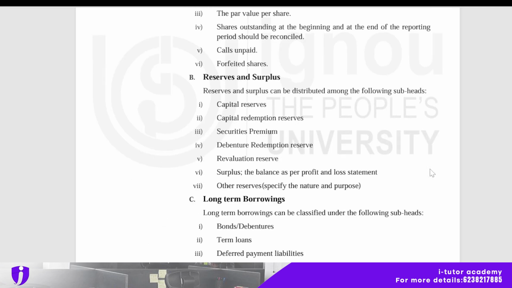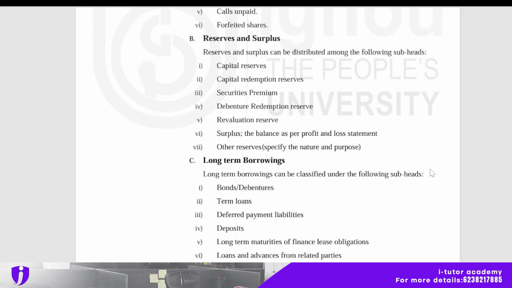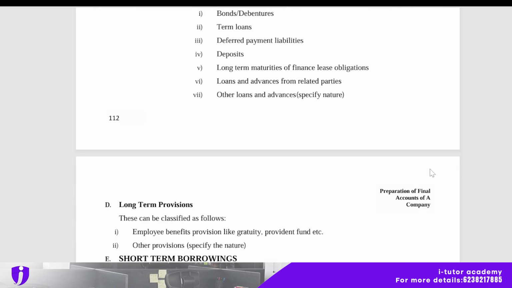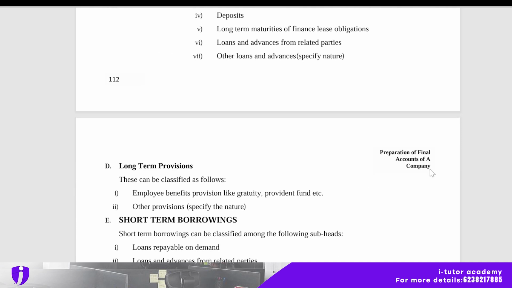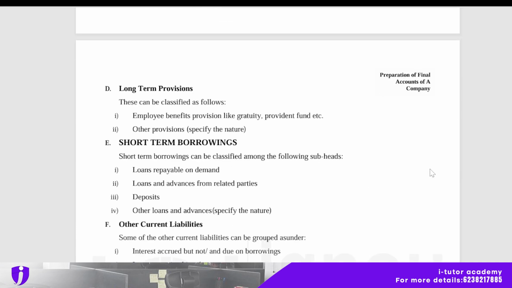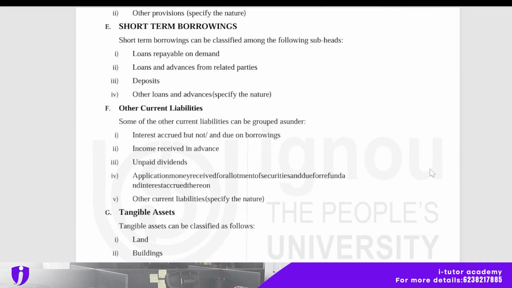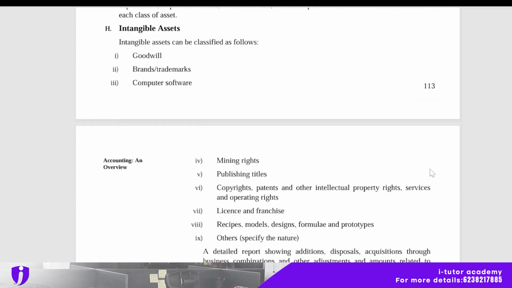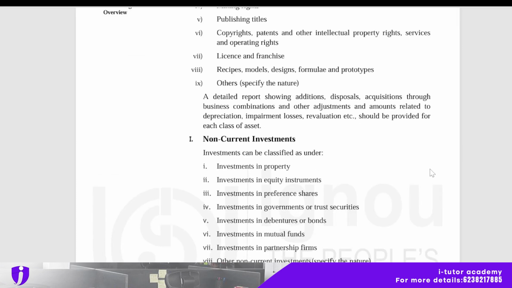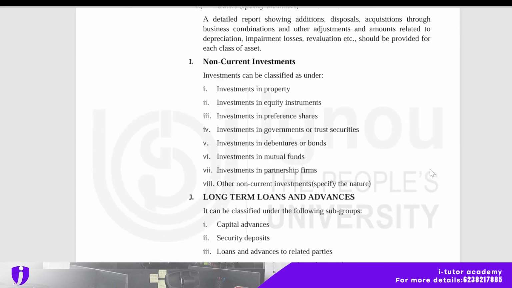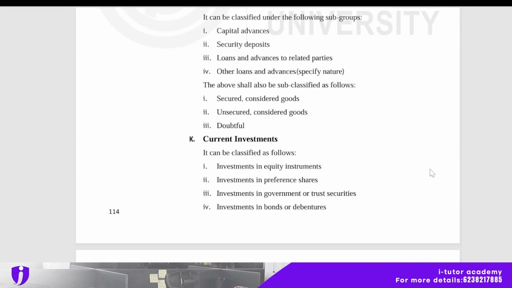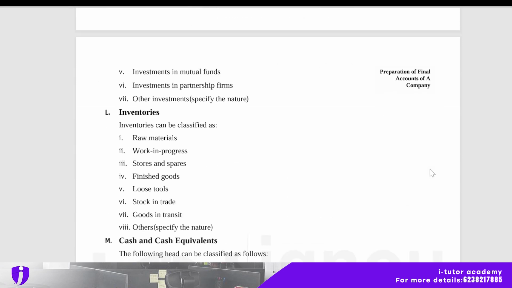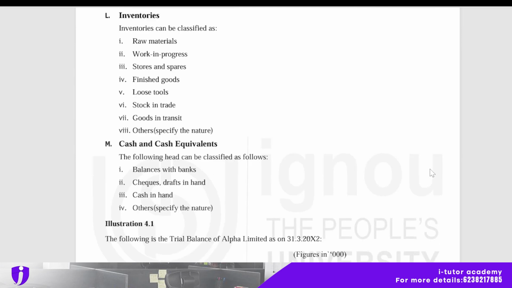And next is reserves and surplus, and long-term borrowings and long-term provisions are there, and short-term borrowings are there, and other current liabilities are there, tangible assets and intangible assets. And next one is non-current investments, and long-term loans and advances are there, and current investments are there, and inventories and cash and cash equivalents are there. And these are the points from this subsection.